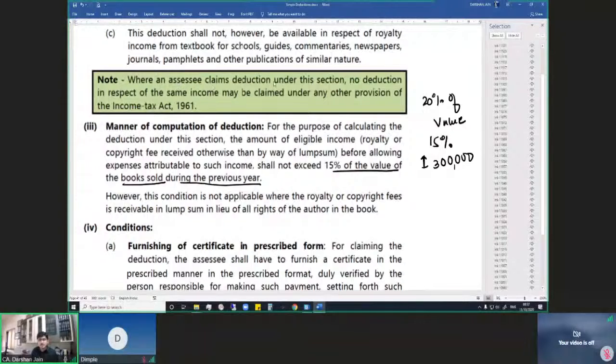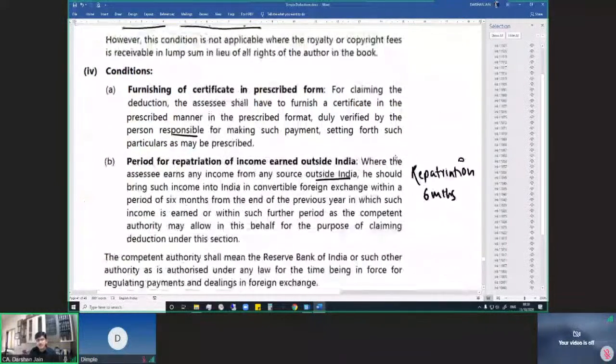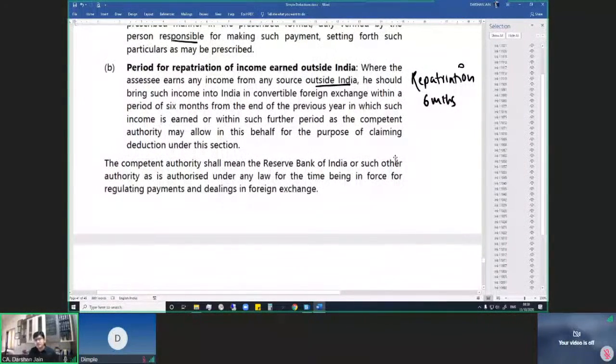When an assessee claims deduction under this section, no deduction in respect of the same income can be claimed under any other provisions of the Act. Right? So you are claiming either deduction under 80QQB, or you are claiming expenditure under other provisions of the Act out of the royalty income. It depends: if you have incurred more expenditure than 3 lakh rupees and it is directly relatable to earning the royalty income, you should probably go for another section of the Act rather than 80QQB.